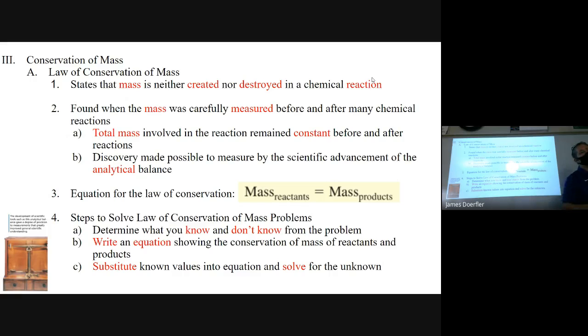So how do we solve the law of conservation of mass problems? First, you determine what you know and what you don't know for the problem. Then you will write an equation showing the conservation of mass of reactants and products, substitute known values into an equation, and solve for the unknown.